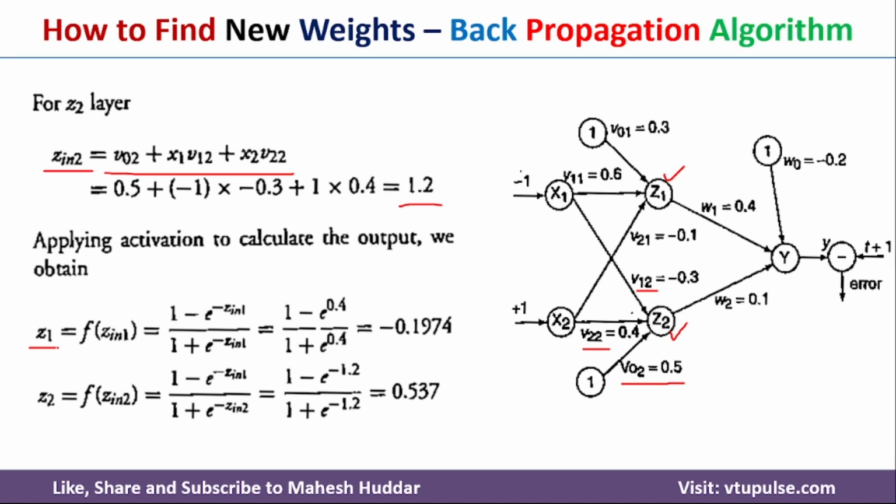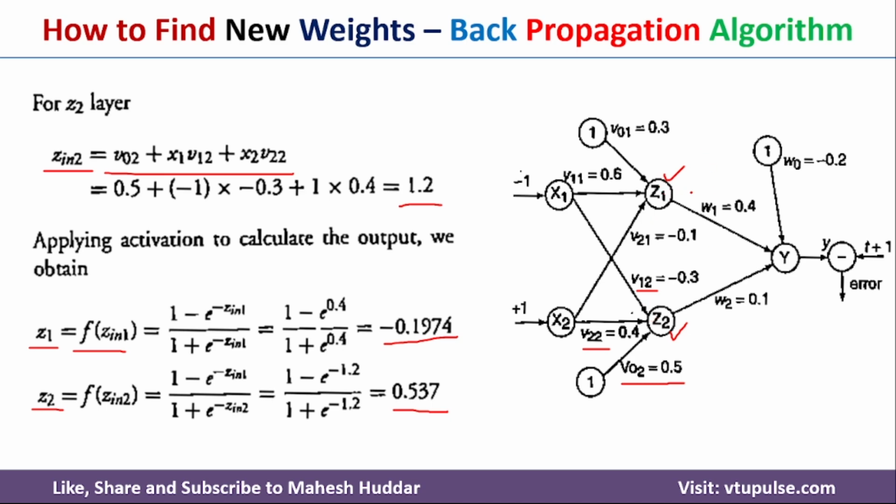So the output at Z1 is equivalent to f of Z in 1, that is the bipolar sigmoidal activation function, which is equivalent to (1 minus e raised to minus Z in 1) divided by (1 plus e raised to minus Z in 1). Once you put that value and solve it, you will get minus 0.1974. Similarly, Z2 is equivalent to 0.537. So we have calculated the output at Z1 and Z2.